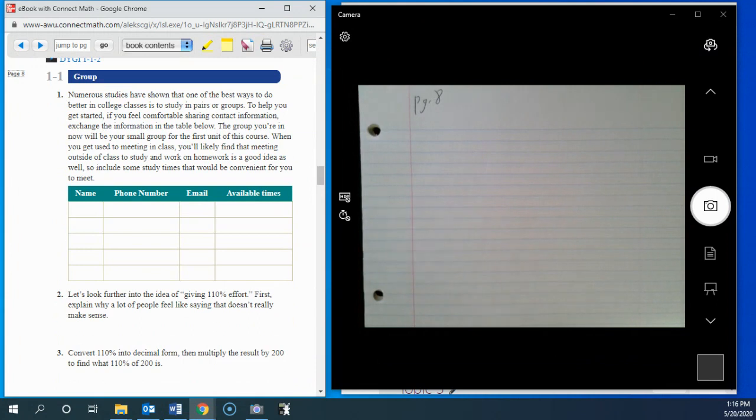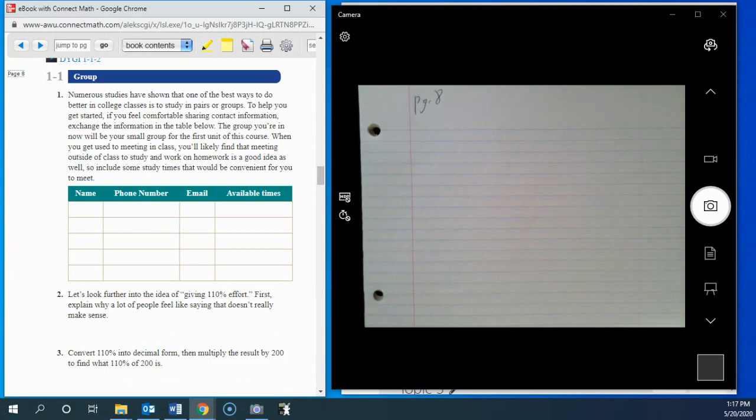So on page 8, we start with number 1. It says numerous studies have shown that one of the best ways to do better in college classes is to study in pairs or groups. To help you get started, if you feel comfortable sharing contact information, exchange the information in the table below. The group you're in now will be your small group for the first unit of this course. When you get used to meeting in a class, you'll likely find that meeting outside of class to study and work on homework is a good idea as well. So include some study times that would be convenient for you to meet.